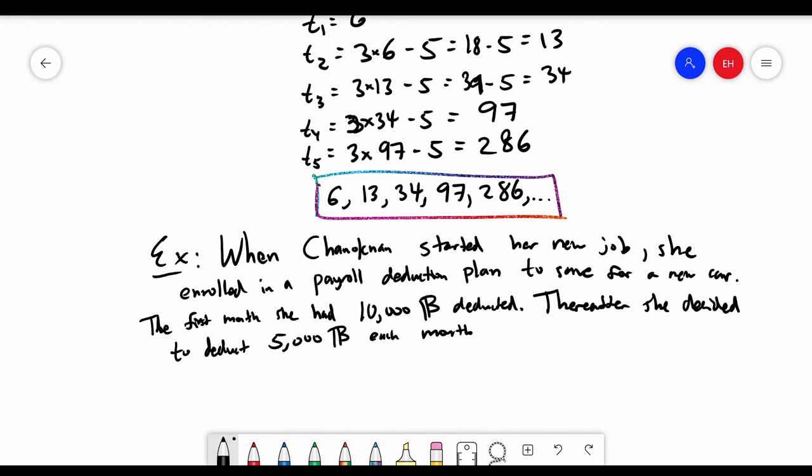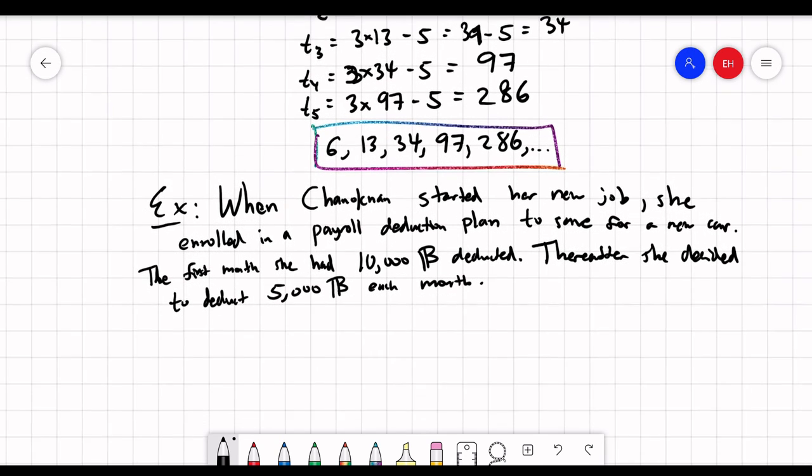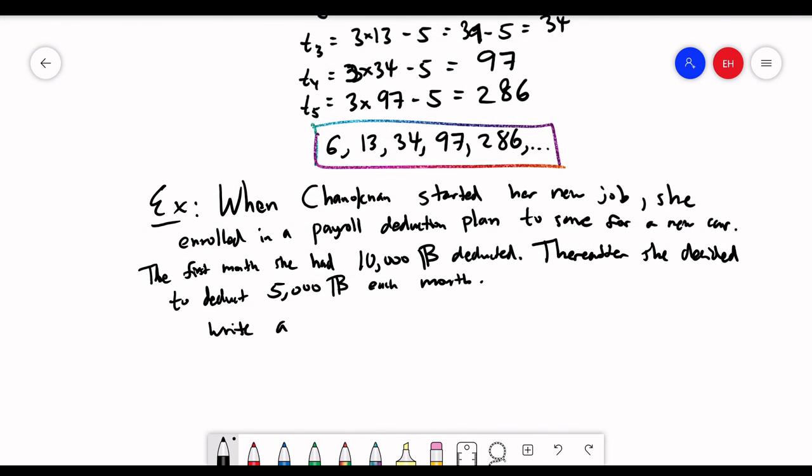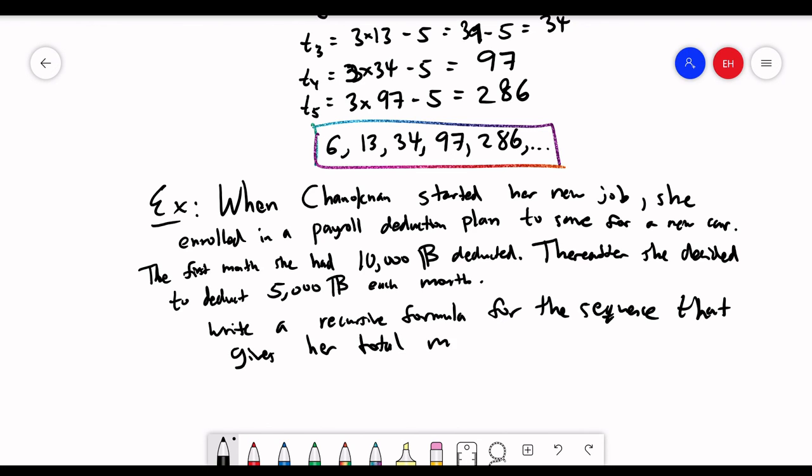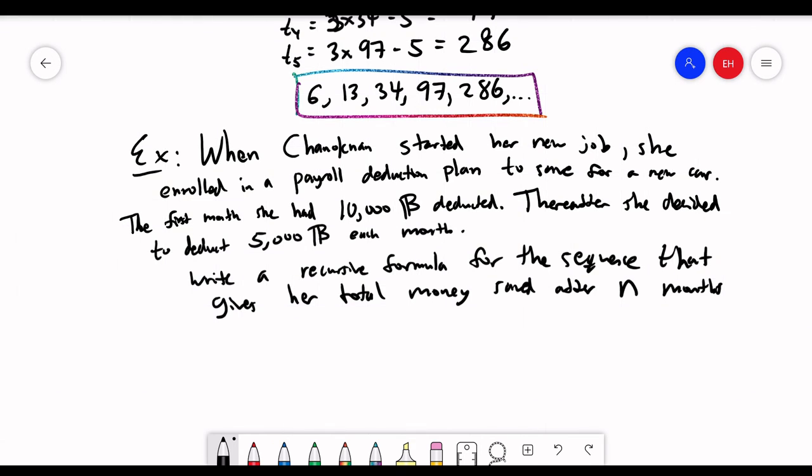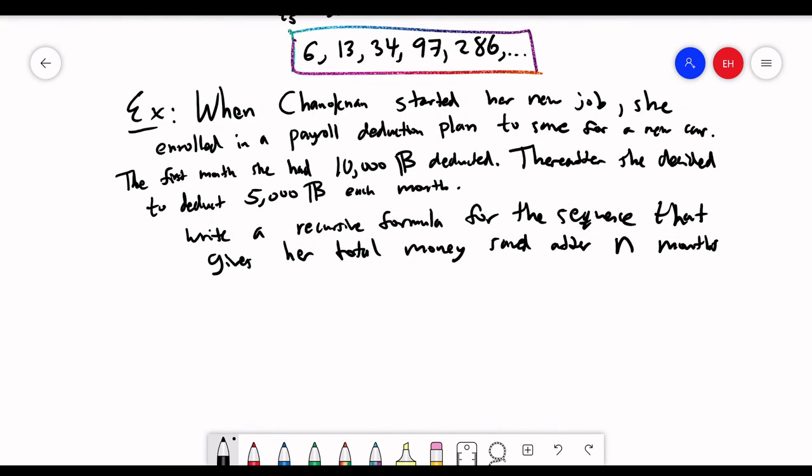Okay. So we need to write a sequence, and we want it to be a recursive sequence in this case. So write the recursive formula for the sequence that will represent the amount of money that she saved after n months. So if n is 4, then we should get how much money she saved after 4 months. So again, n tells us what spot in the list we are looking at. So in this case, each number represents how much money she saved in that month.